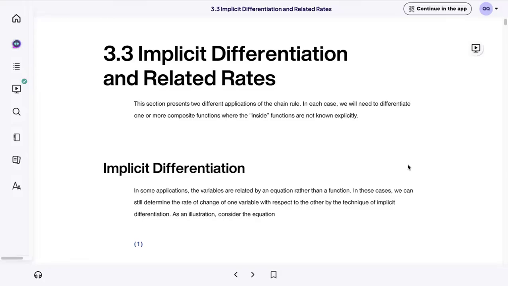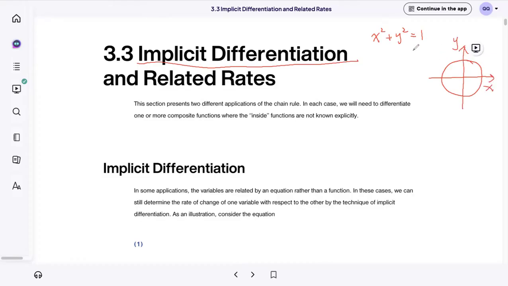So chapter 3, section 3, implicit differentiation and related rates. Okay, so let's see what those terms mean. Implicit differentiation. So to deal with equations, not functions, let's say we have this equation, x squared plus y squared equals 1. If we graph this, that's a unit circle.